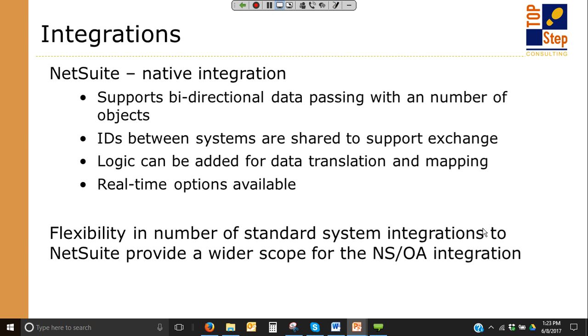Now the thing with the NetSuite and OpenAir integration is actually because NetSuite as a system has so many standard integrations, like there's a standard Concur to NetSuite integration.